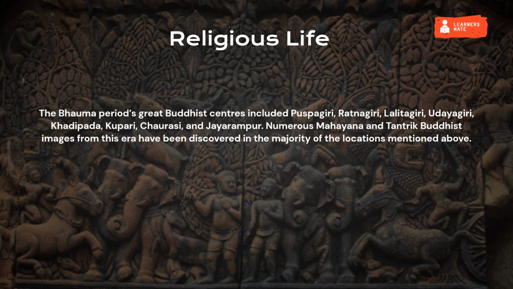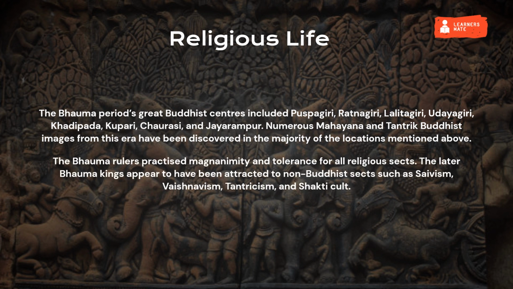The Bhauma period's great Buddhist centers included Pushpagiri, Ratnagiri, Lalitgiri, Udayagiri, Khadipada, Kupari, Chaurasi, and Jairampur. Numerous Mahayana and Tantric Buddhist images from this era have been discovered in the majority of the locations mentioned above. The Bhauma rulers practiced magnanimity and tolerance for all religious sects. The later Bhauma kings appear to have been attracted to non-Buddhist sects such as Saivism, Vaishnavism, Tantricism, and Shakti cult.